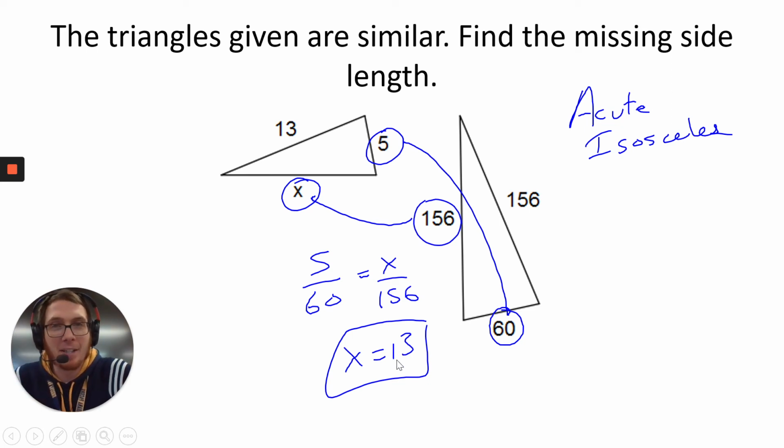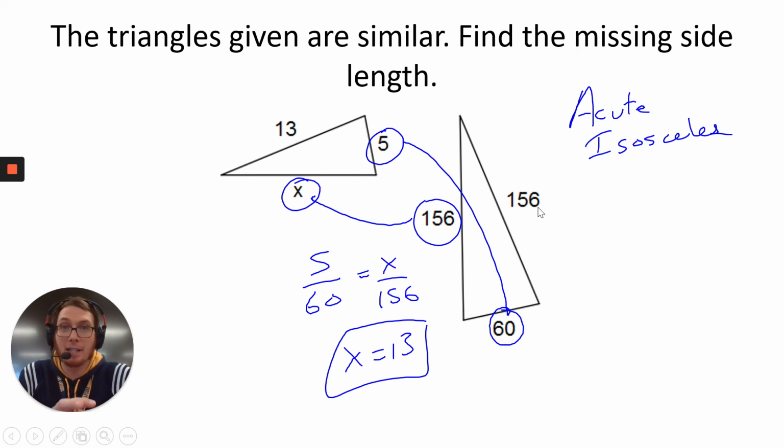Now, what's interesting on this one is this is one of the few cases where you could probably get away with saying, well, I didn't need to show cross multiplying on this. And I say, well, why not? Well, these two side lengths here are both 156, which means it's an isosceles triangle. It's also an acute triangle because all the angles are less than 90, but it's an isosceles triangle because these two side lengths are the same.